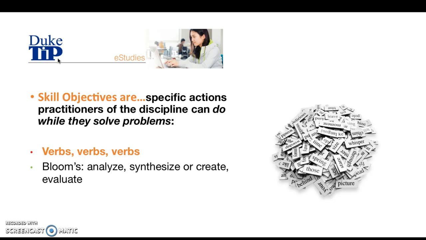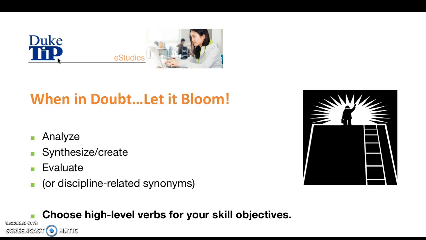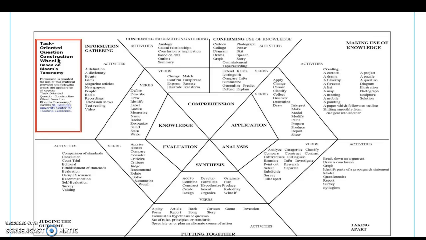So you're creating specific actions that practitioners of the discipline can do while they solve problems in the course. And you're going to be stating these objectives using verbs, Bloom's verbs, usually beginning with things that are a synonym of or a subset of analysis, synthesis, and creating and evaluating. So when in doubt, you let it bloom. You go to Bloom's taxonomy.